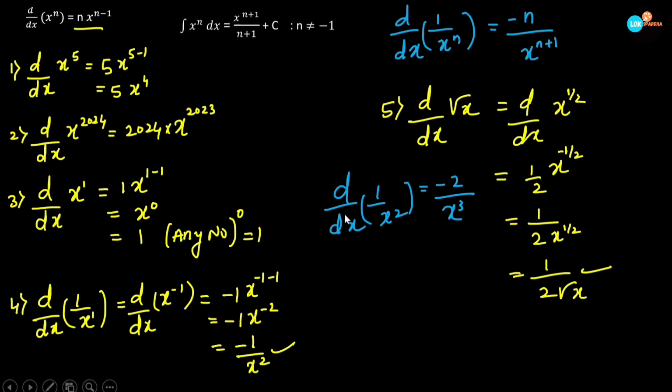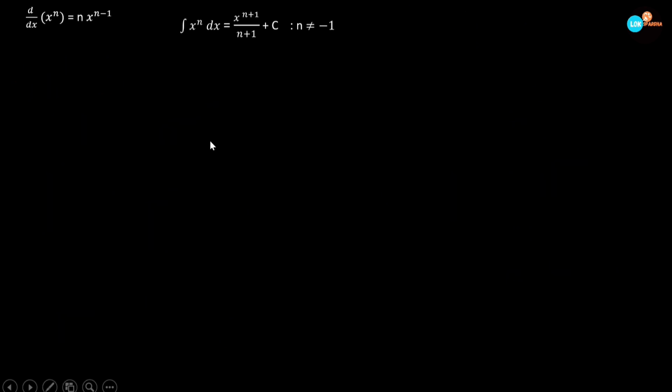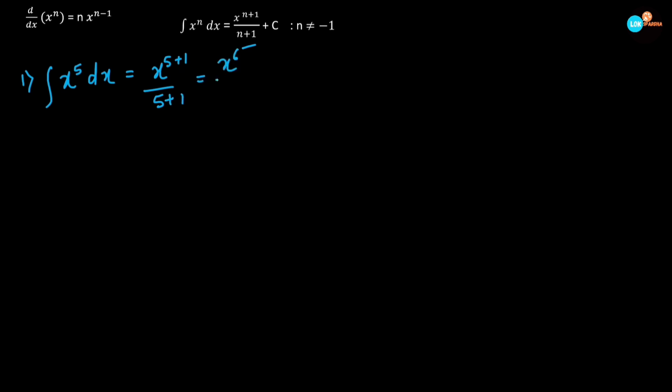Now let us solve some problems on the integration power rule. So let me take the first example. Integral of x to the power 5 dx. So I'm going to apply this formula now. So this is x to the power n plus 1, so 5 plus 1, divided by 5 plus 1. That gives you x to the power 6 divided by 6, plus c. C is the integral constant.